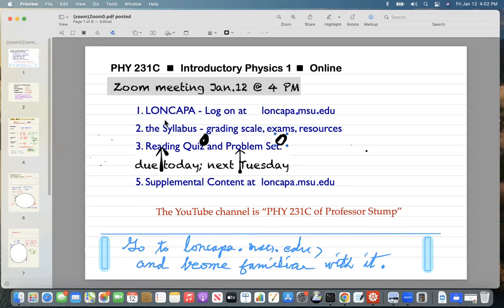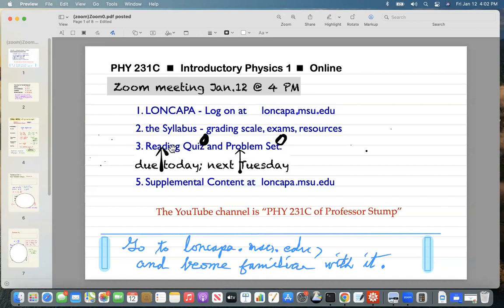Okay, so all the materials for the course are available on Lon Kappa. Log in at lonkappa.msu.edu. Hopefully you've already done that. You can look at the syllabus there. You can look at the various problem assignments. There's reading quiz number 0, which is due today. And there's problem set number 0, which is due next Tuesday.